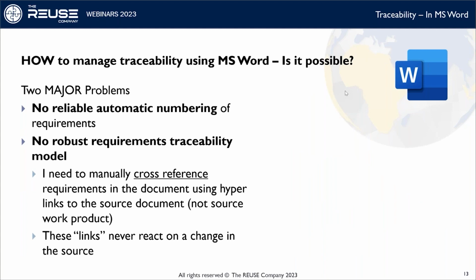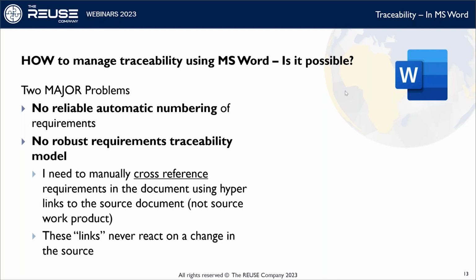And if you're working with Microsoft Word, if you're writing your requirements specification in Word, is it possible to manage traceability in the first place? Well, there are two major problems with working with Word. The first is that you don't have an automatic and stable numbering system. The requirements ID is very much created by hand, and it's not controlled. And that's key when you want to maintain the traceability and keep track of things.